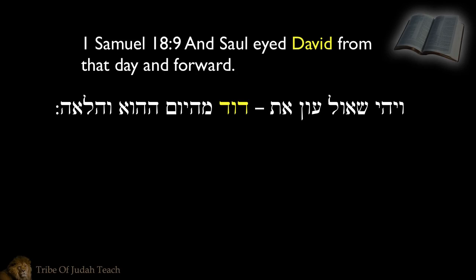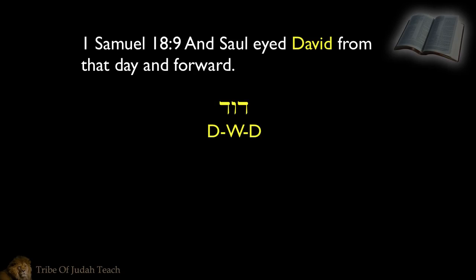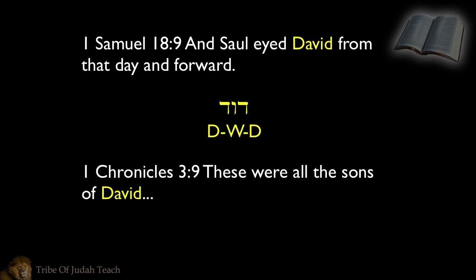Remember, the Hebrew is read right to left. Now this first letter is equivalent to the letter D. This second letter here, if you remember, is the Wa, so it would be a W. And this third letter, again, would be another D. So altogether we have D, W, D. Let's get rid of the rest of this verse and just focus on the name David. Now watch this. This is 1 Chronicles 3 and 9.